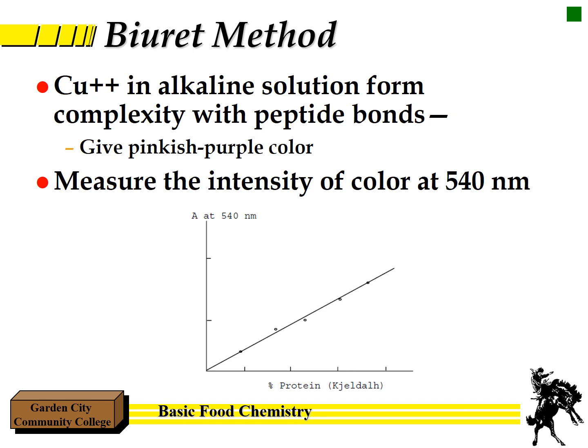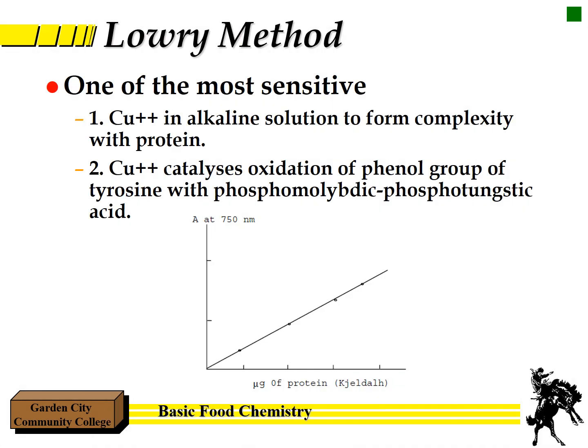For the Biuret method, you're going to take some ionic copper, Cu, in an alkaline solution, and it forms a complex with the peptide bonds, which gives a pinkish purple color. Then you measure the intensity of that color at 540 nanometers. If we plot this on a scale, as protein goes up, the intensity of that color goes up as well, and that's the Biuret method.